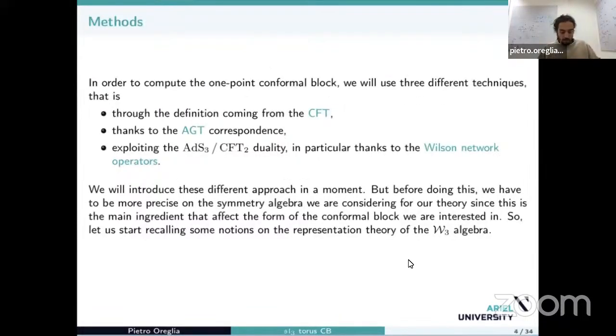As I anticipated when I described the plan of the talk, we are going to use three techniques that come from very different situations. I'm just giving now a sort of plan of what we are going to do, just to remind. The first computation uses techniques coming from conformal field theories, and so the definition that we got before, essentially. Then we try to use another technique coming from a very different background, which is the AGT correspondence. And finally, we exploit the AdS3/CFT2 duality and this particular construction of the so-called Wilson network operators. I will give the definition and describe how it is constructed then.